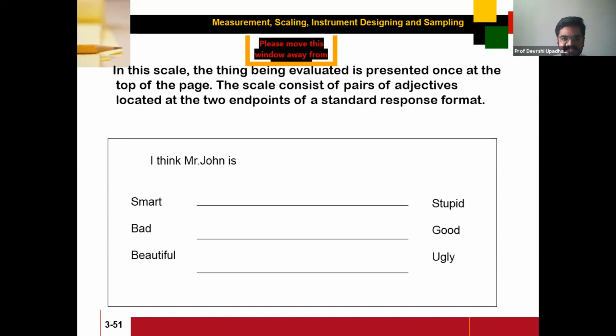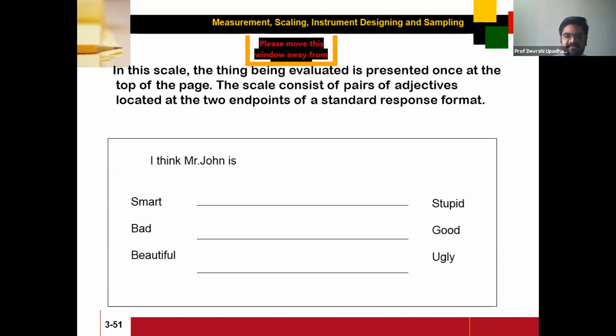If you as a researcher gave me this question, I think Mr. John is dash, be it smart or be it stupid, I need to choose. The point is that the two endpoints of a standard response format are given to you, and ultimately this question identifies your attitude towards Mr. John. If I am a very optimistic person, having very good relations with Mr.